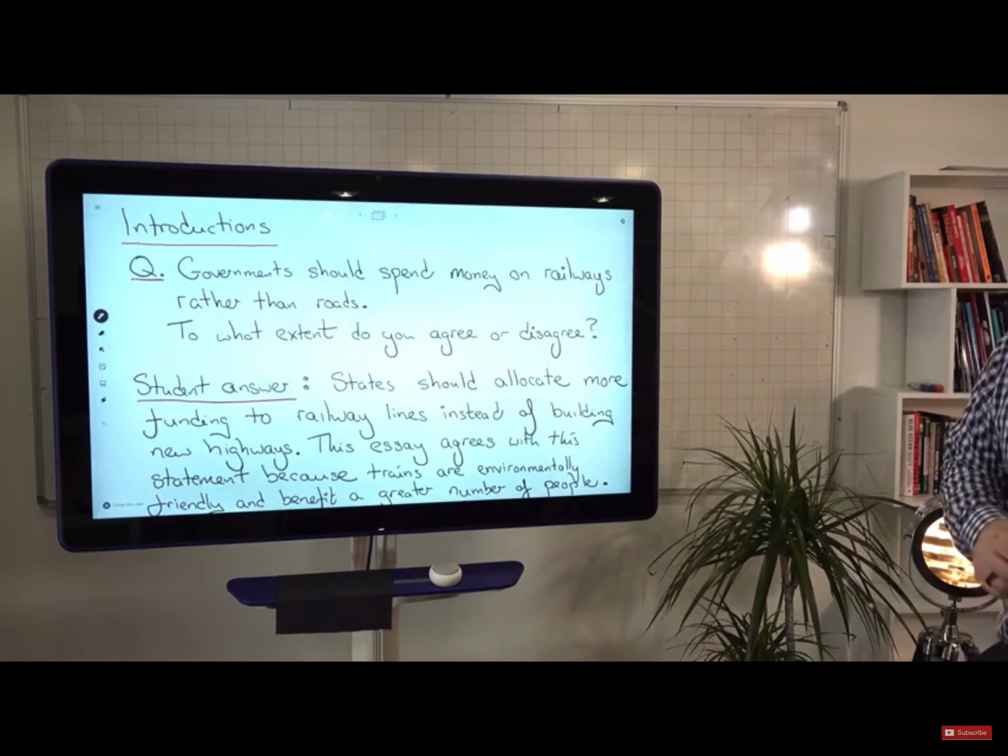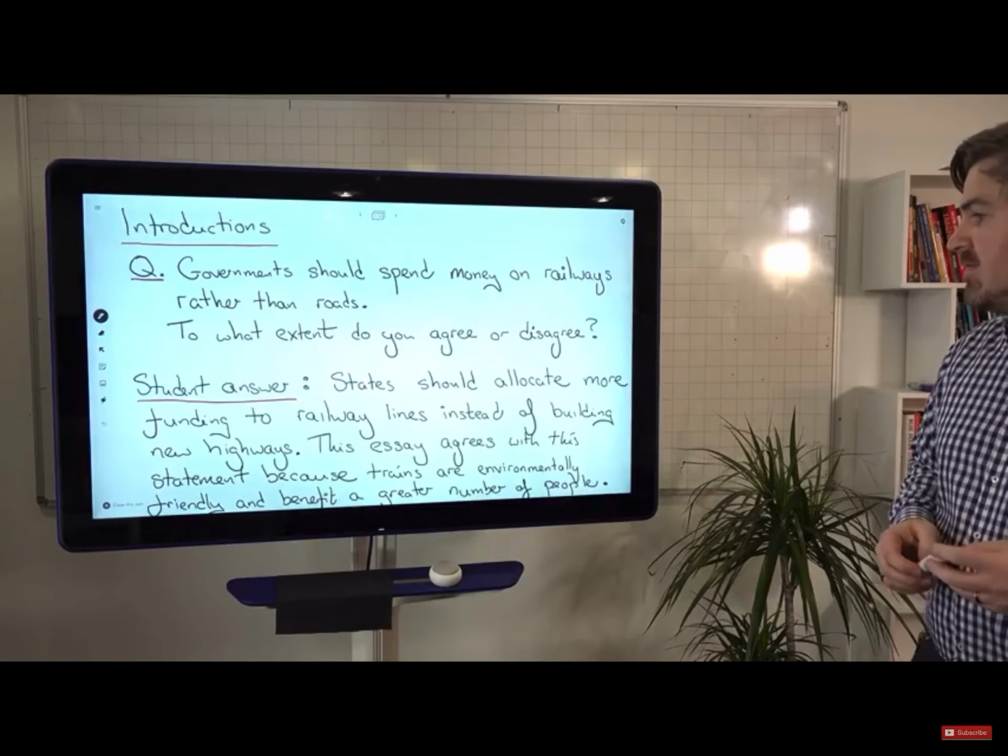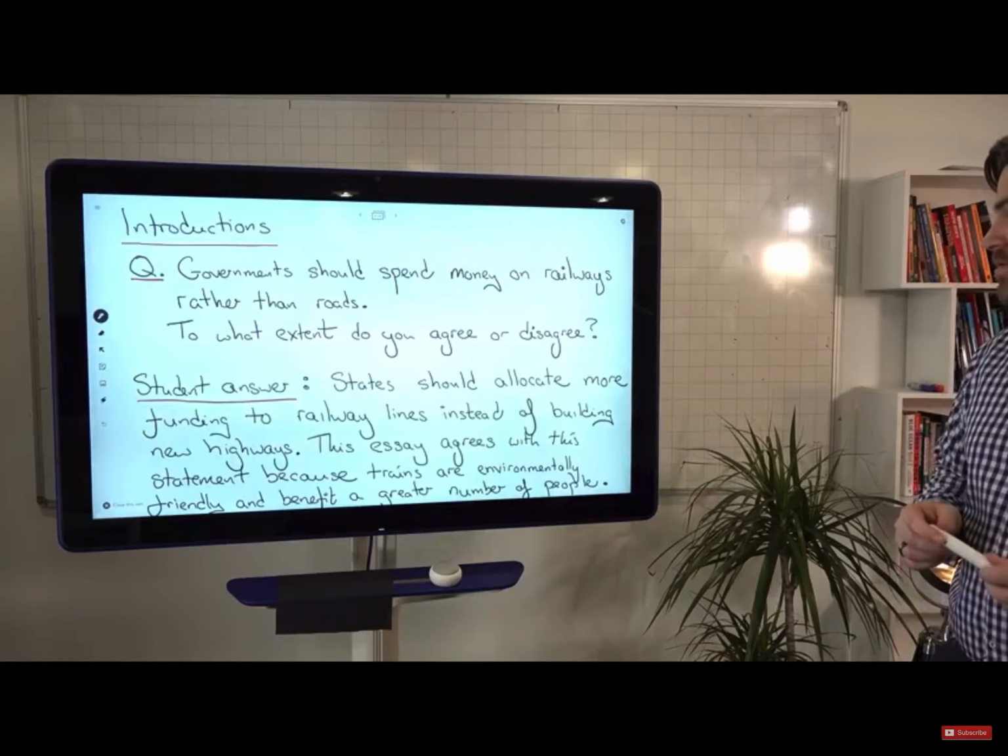States should allocate more funding to railway lines instead of building new highways. This essay agrees with this statement because trains are environmentally friendly and benefit a greater number of people.